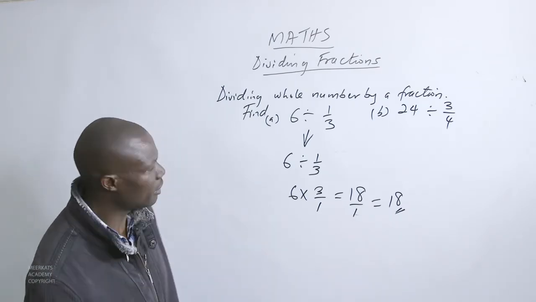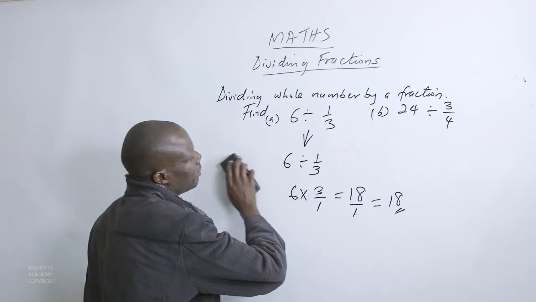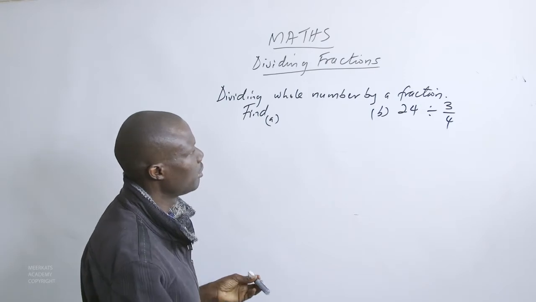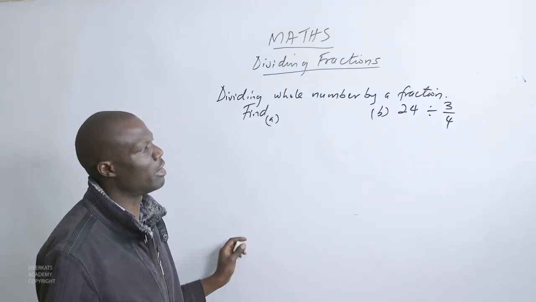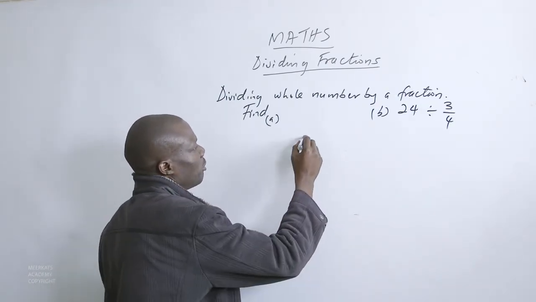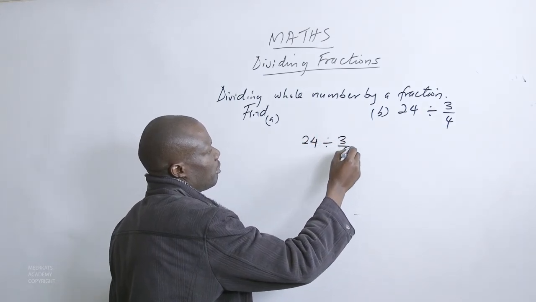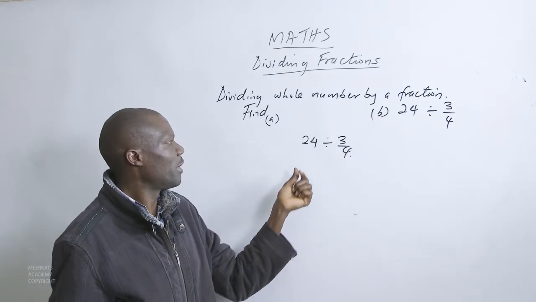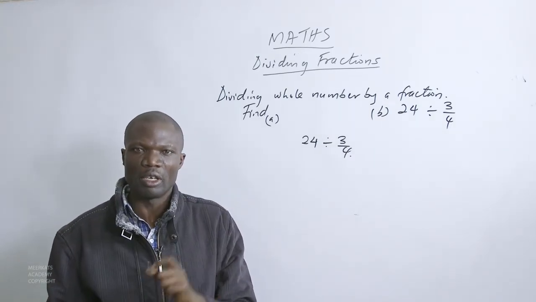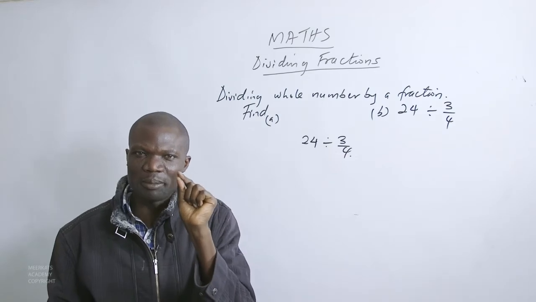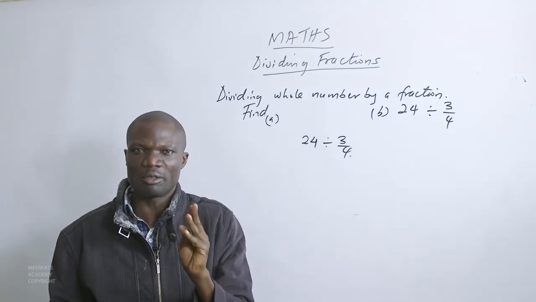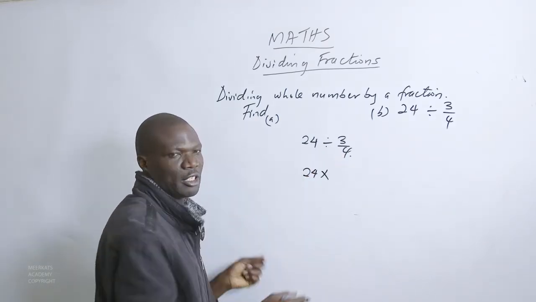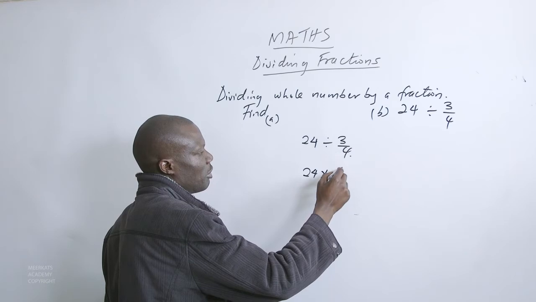For the second question, we have 24 divided by 3 over 4. Just like other questions we have approached, we are dividing by a fraction. When we divide by a fraction, it is the same as multiplying by its reciprocal, or its fraction inverted. So in this case, we shall have 24 multiplied by the reciprocal of 3 over 4, which is 4 over 3.